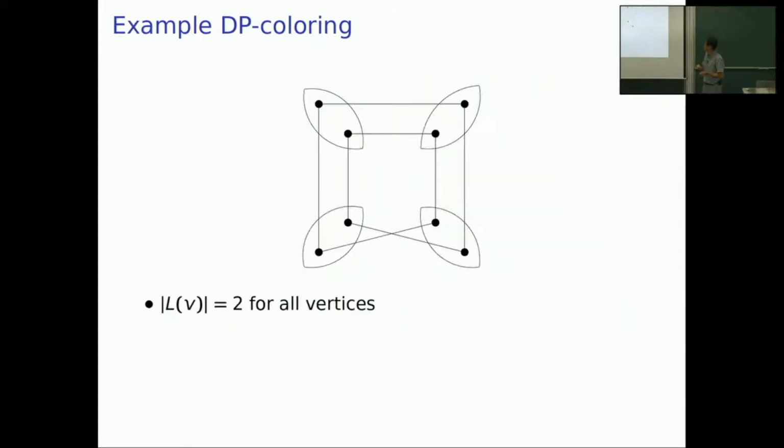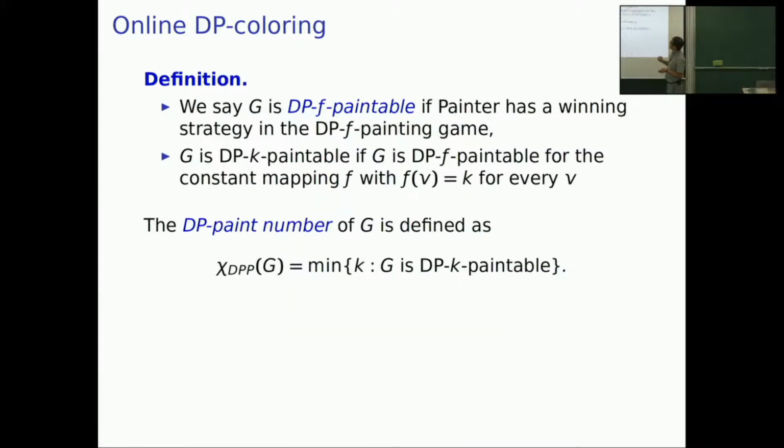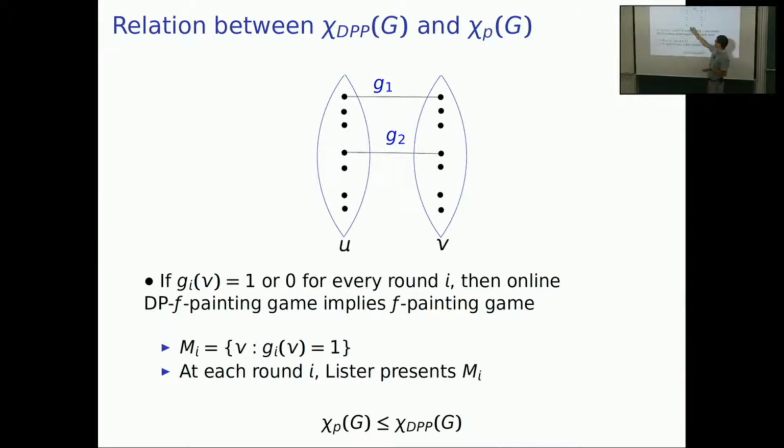Okay, the relationship between the online DP coloring and the paint number: the online coloring is between two vertices, and the matching is only one edge. The first round, he may present this one. Second round, he may present this. Actually, this is a typo. I mean, between two sets, the degree is 1.